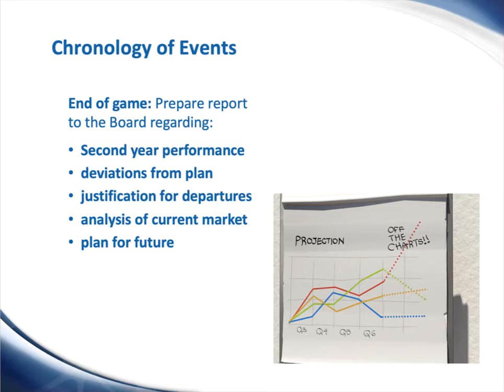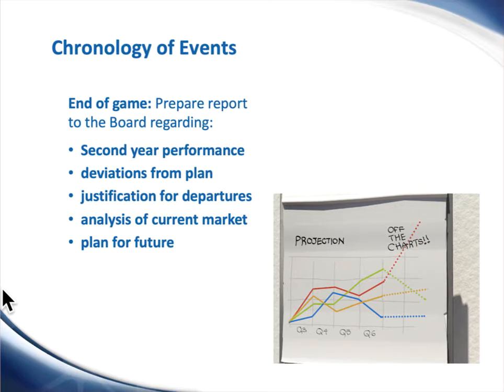At the end of the game, after quarter 8 decisions are finalized and the analysis of the results has been conducted, you're going to prepare a presentation to the board of directors. That presentation is the last activity for the course, and really it is the synthesis and evaluation of your work throughout the course. Not only do you have to evaluate and defend your second year performance, you also have to explain deviations from your original second year plan and justify these departures.